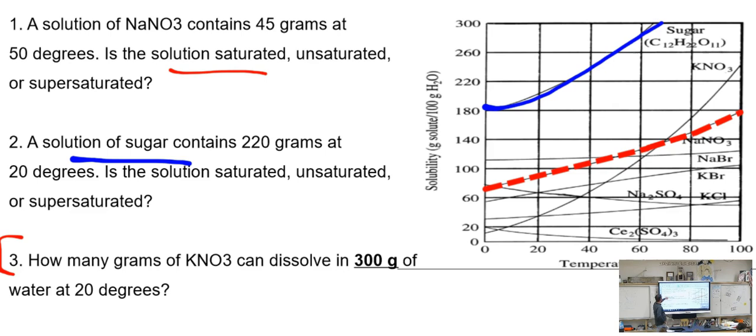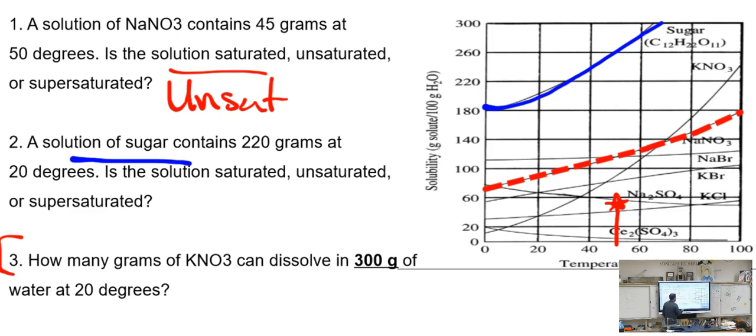So here we go. A solution of NaNO3, so that is my red line, contains 45 grams at 50, so that's my point of reference. So at 50 degrees, right here, it has about 45 grams, right? So we would just say, is this point under that line, on it, or above it? It's under it, right? So if it's below the line, what do we call this? Unsaturated. How many have that right? Raise your hands. Okay, good.